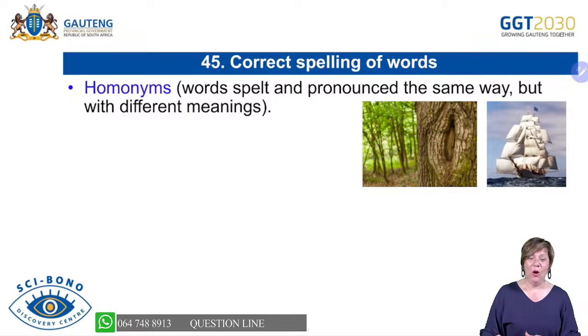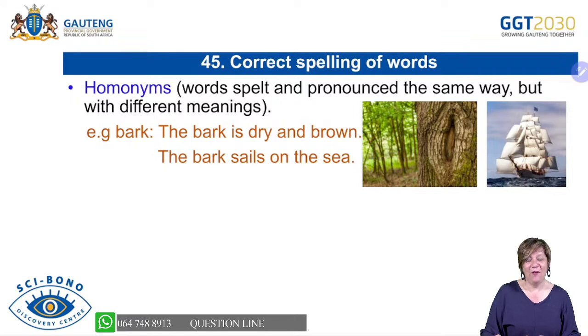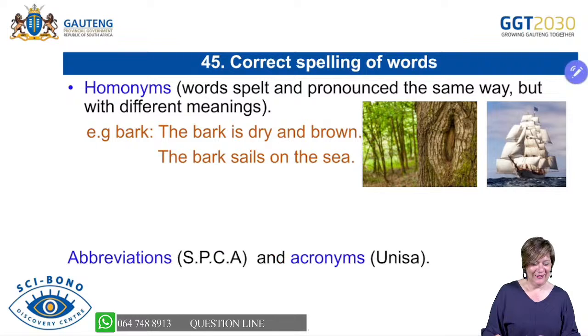Now, homonyms, on the other hand, are spelled exactly the same. They are pronounced the same way, but they mean something different. Look at the word bark. I can say the bark is dry and brown. That's from a tree. Or the bark sails on the sea. It looks exactly the same, but obviously the meaning is different. Now, one of the other things you have to remember is the difference between abbreviations and acronyms.